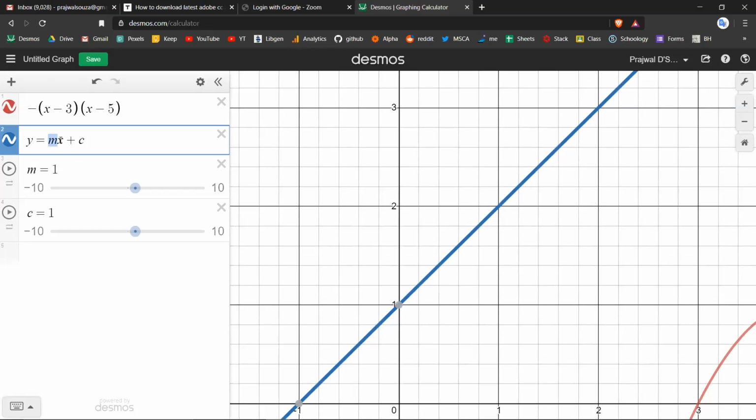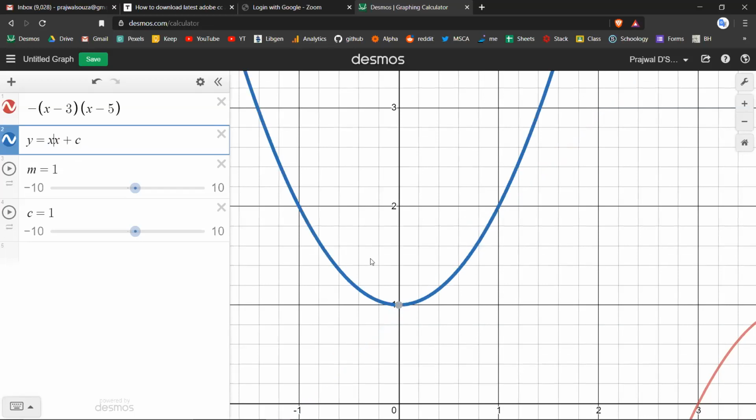I'll change m to x. Do you agree with me? What do you think is going to happen? Do you agree it's a parabola? The slope is continuously changing now. Basically, instead of m, I put x there. The slope is changing now with x. That gives you x square. Yeah, you got the logic though, right?